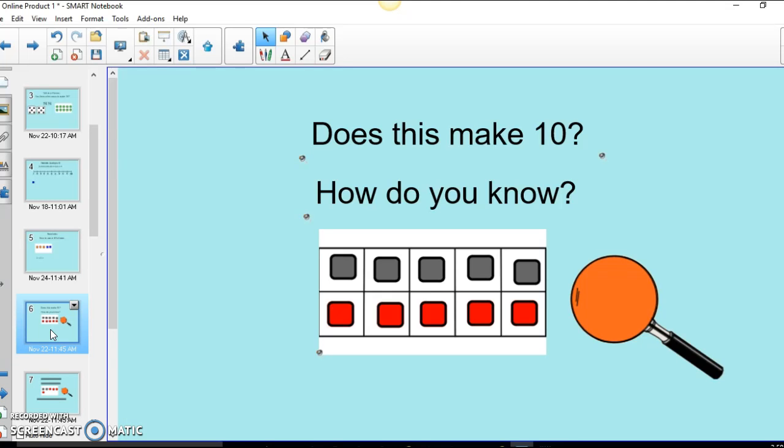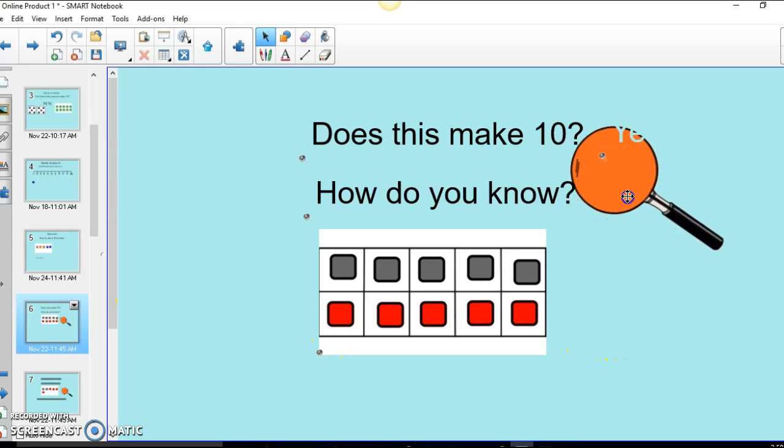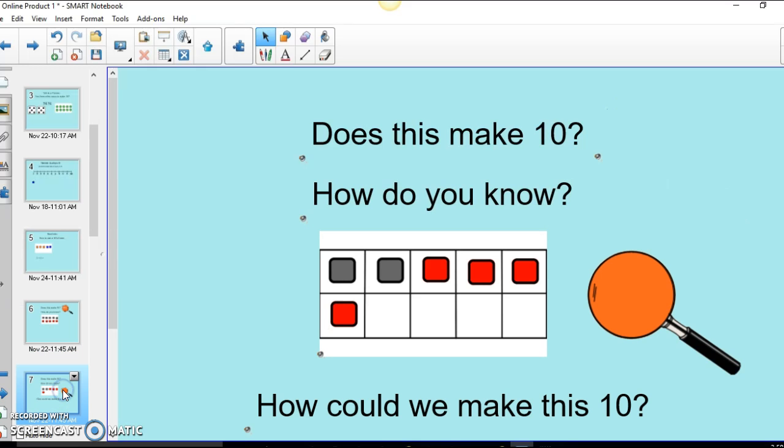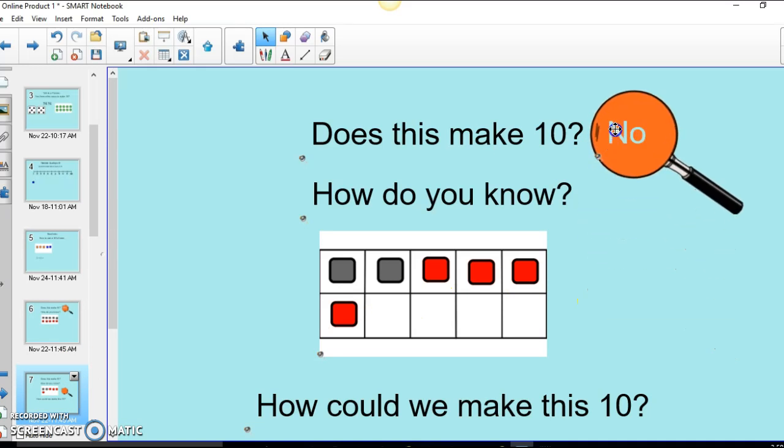Next thing is looking at a frame and asking, does this make 10? They can check their answer with a magnifying glass and see that yes, it does. Again, the color contrast, the orange to the light blue. Does this make 10? We can look and use the magnifying glass. No, it doesn't. And then how do you know? Because there are slots that aren't filled. Alright, so let's move on.